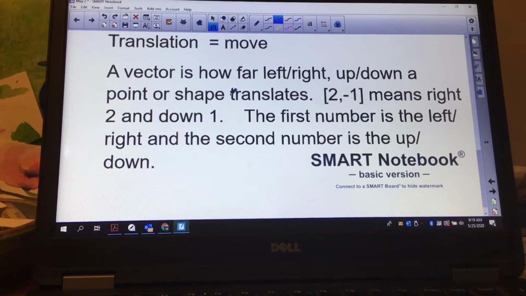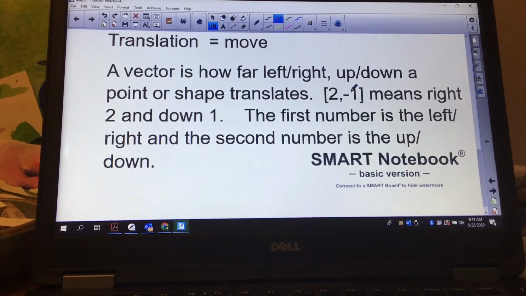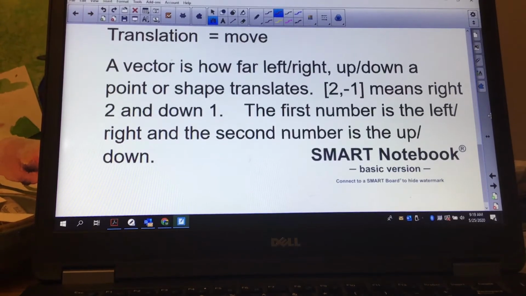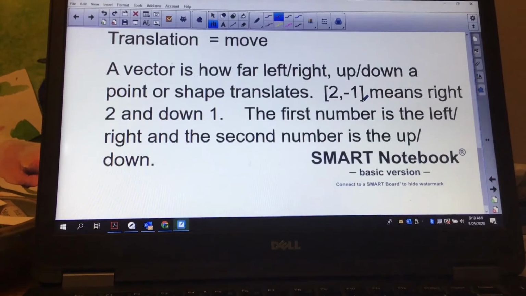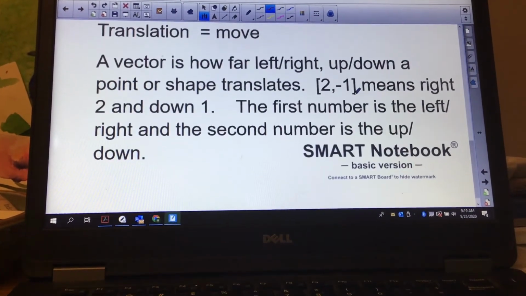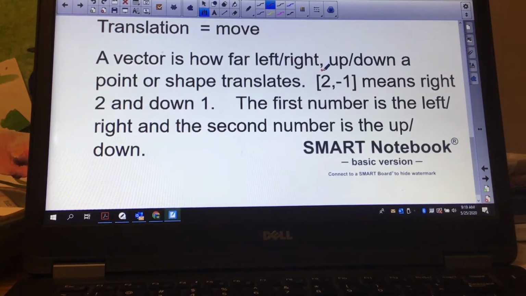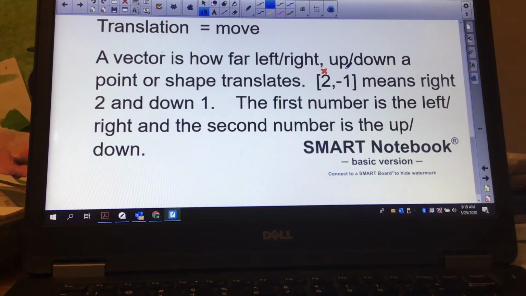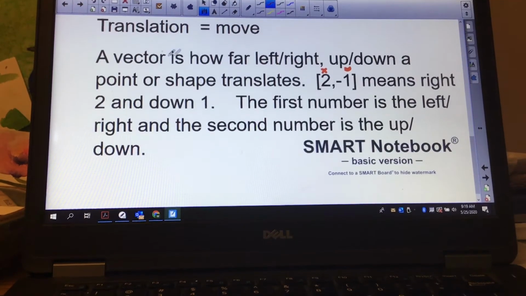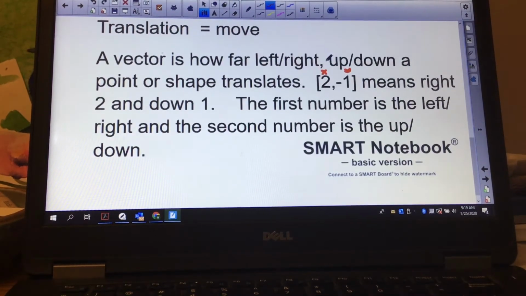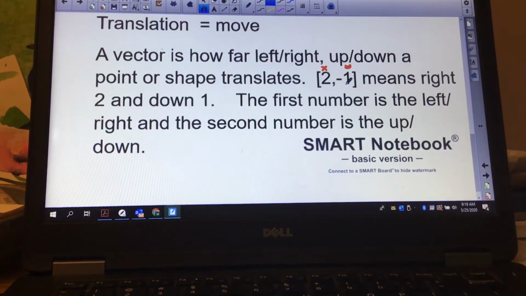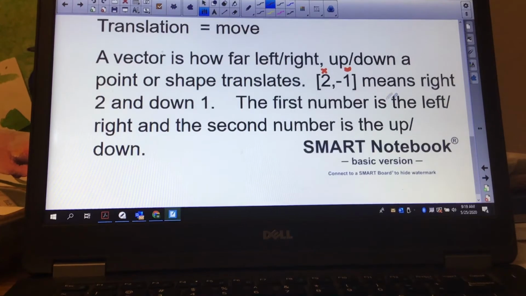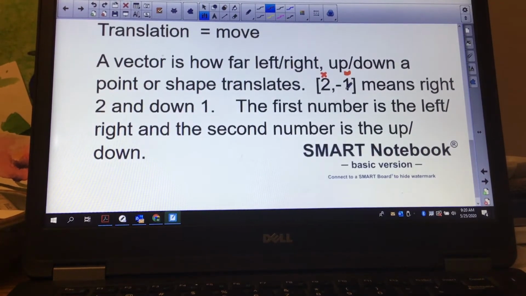Okay, so a vector just tells you how far left and right. When you see rounded brackets, they tell you a point. When you see the square brackets like this in transformational geometry, this is a vector. This tells you how far it's moving. It's the same thing. We have an x and a y. So basically this vector tells you how far left and right it's going to go and how far up and down it's going to go. So 2, -1 means it's going to go right by 2 and down 1 because it's negative.